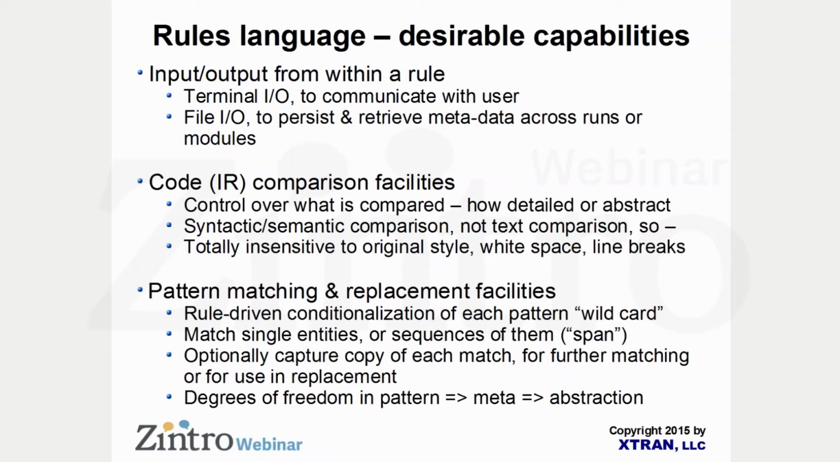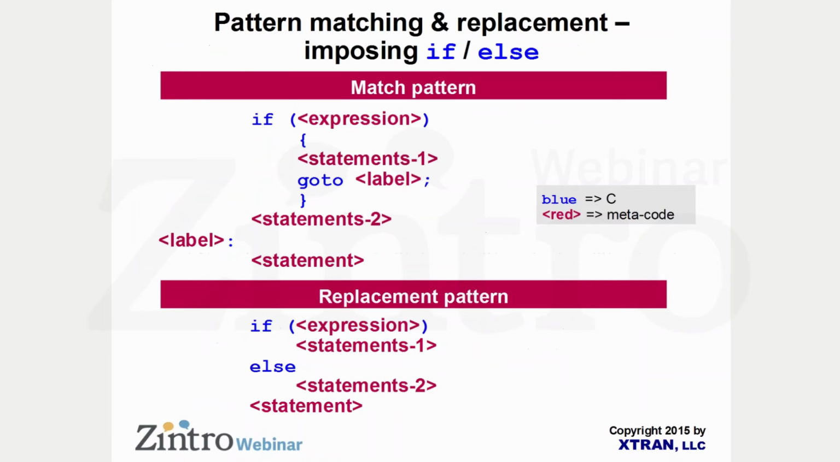When we get a match, we want to be able to capture a copy of what matched so that we can use that in further matching, or we can reuse whatever matched in a replacement pattern, for example. And you'll see an example of that in a minute. The fact that we've got all these degrees of freedom in how a pattern match works allows us to go meta, and that allows us to abstract up in terms of how we think about patterns in code. And that means that we're really doing what is sometimes called meta programming, which is a very powerful way to do software engineering. Now let's take a look at an actual pattern match and replacement.